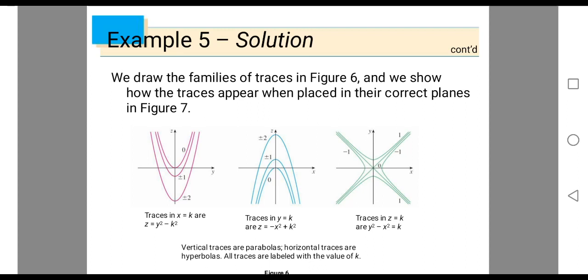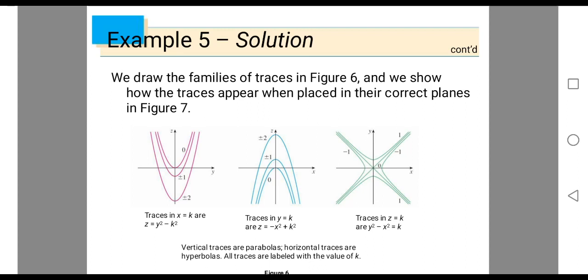It is opening downwards. But when we see, on the other hand, the traces in z is equal to k, they are y square minus x square is equal to k. These are actually from the family of hyperbolas. So vertical traces are parabolas, horizontal traces are hyperbolas. All traces are labeled with the value of k.